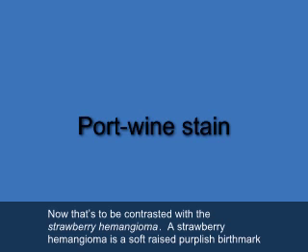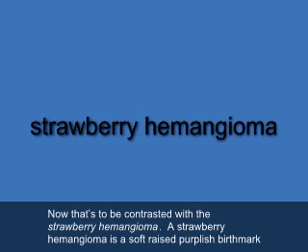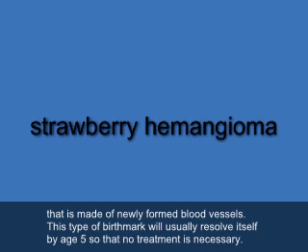Now that's to be contrasted with the strawberry hemangioma, S-T-R-A-W-B-E-R-R-Y, and then hemangioma, H-E-M-A-N-G-I-O-M-A. A strawberry hemangioma is a soft, raised, dark purplish birthmark that's made of newly formed blood vessels. This type of birthmark will usually resolve itself by age 5, so that no treatment is necessary.